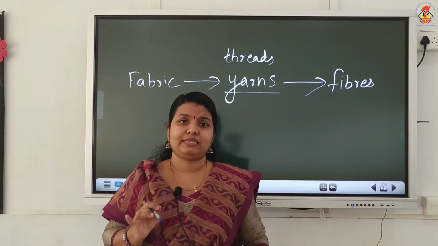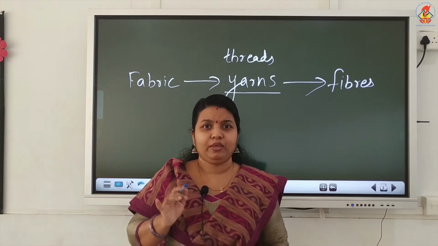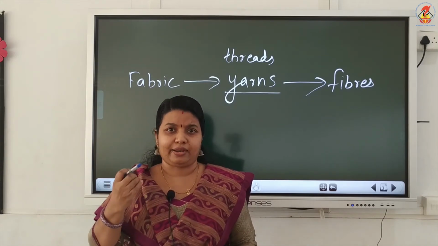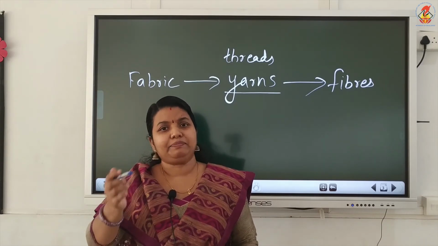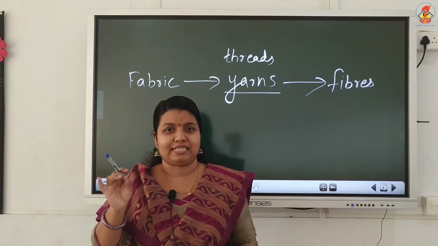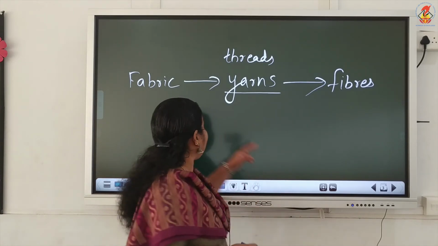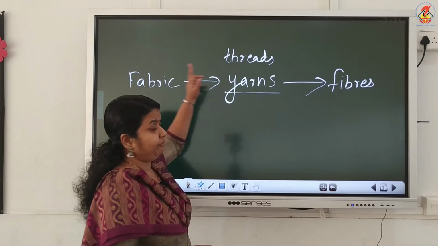So, all of you please do it at home. You all have used cotton cloths. Take a thin strand or yarn from it and again scratch the yarn in such a way that you will be able to pull out the fibers from it. So, what is fabric made up of? Fabric is made up of yarns.